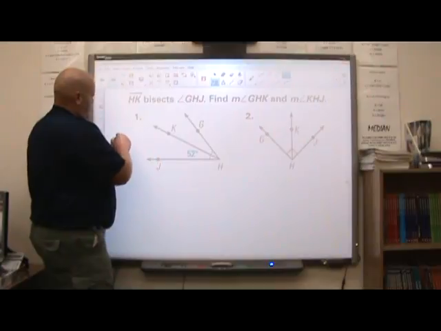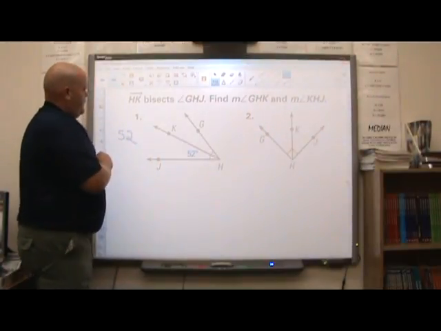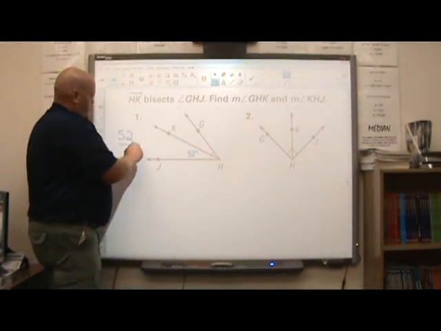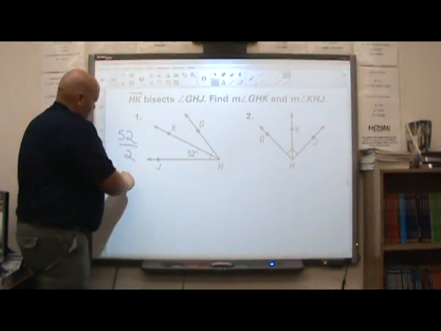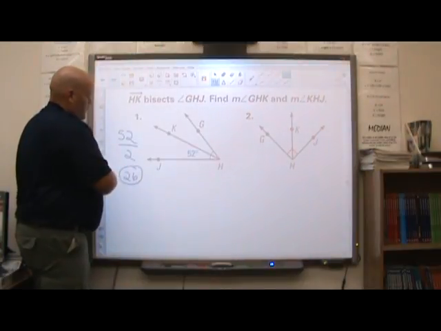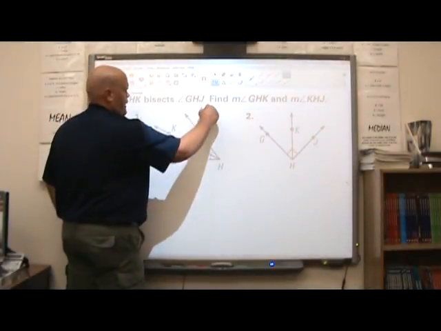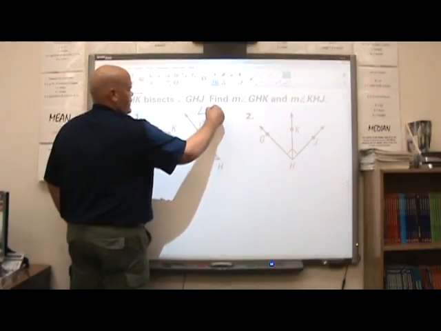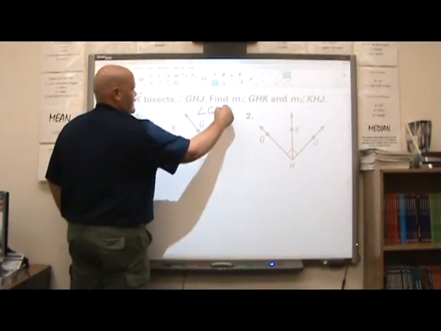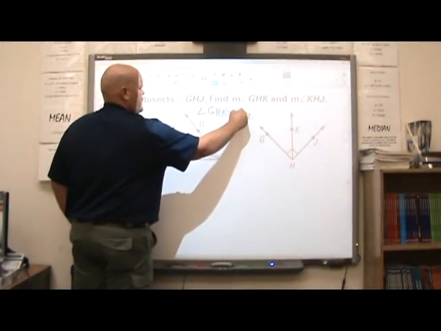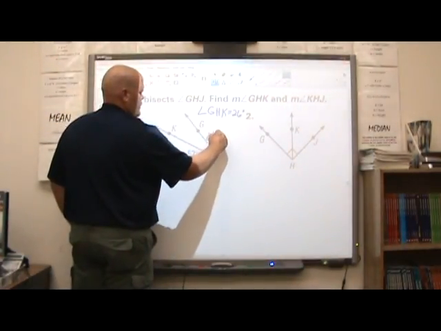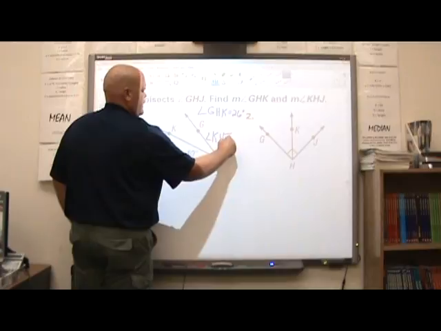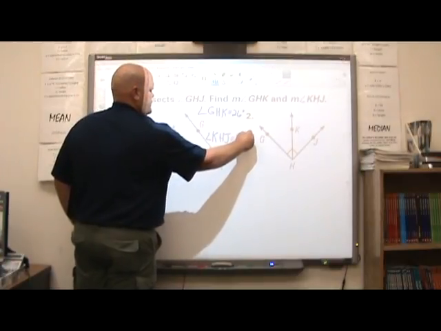So what we would do is take 52. We have 2 equal halves we're trying to determine the measure of. 52 divided by 2 is 26. So the measure of each angle, this is how we write it: angle GHK equals 26 degrees, and the measure of KHJ is also 26 degrees.